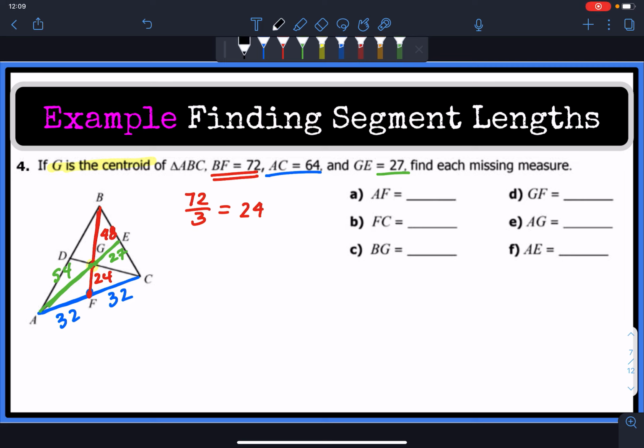So using that information, we can now find that the distance from A to F, again, is 32. F to C is also 32. B to G is 48. F to G, or G to F, is 24. A to G is equal to 54. And A to E, which is the length of this green median here, we add 54 and 27. So that's a total of 81.